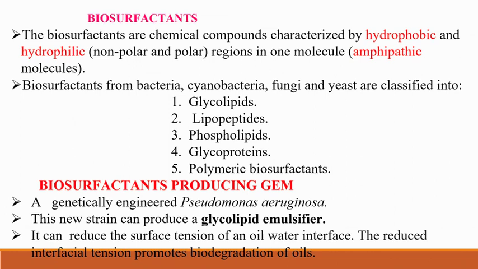Now, some organisms have actually been genetically modified. Okay, so a genetically modified Pseudomonas can produce biosurfactant. This new strain can produce the glycolipid emulsifiers. Okay, it can reduce the surface tension of oil, I have said that, and reduce the interfacial tension, promoting degradation of oil. Okay, in other words, in bioremediation, especially of oily surfaces, we make use of these biosurfactants.